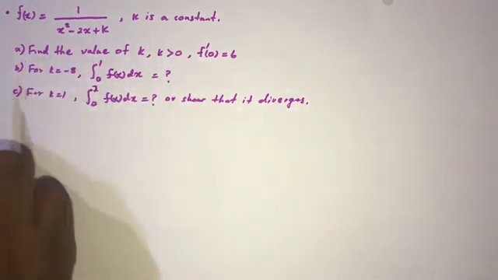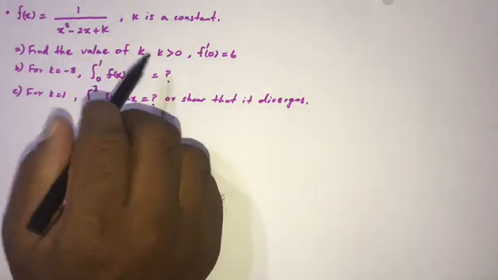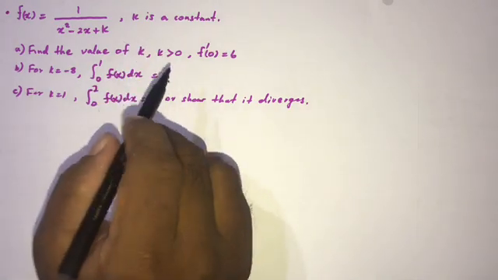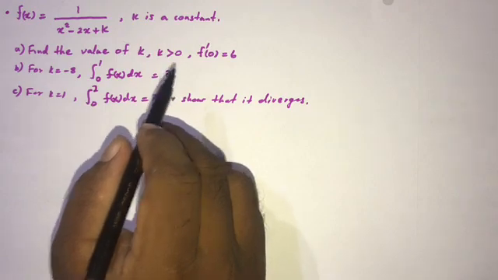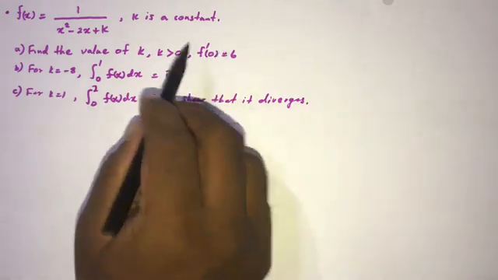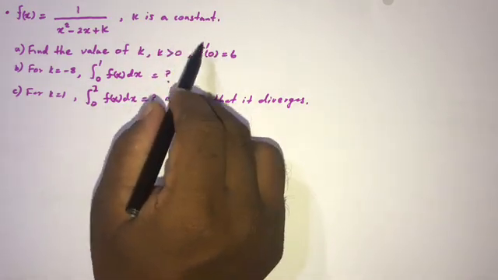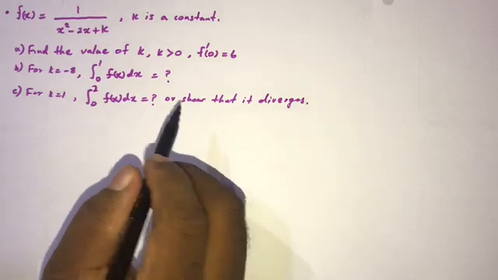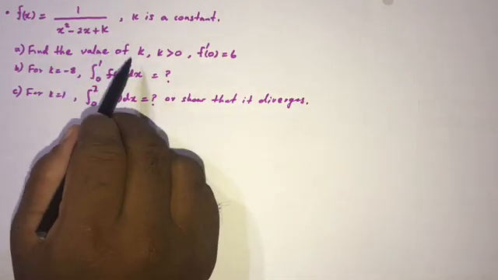So part A: find the value of k, with k greater than 0, such that the slope of the line tangent to the graph of f at x equals 0 is equal to 6. So we can write f dash of 0 is equal to 6. So now we should find the k.